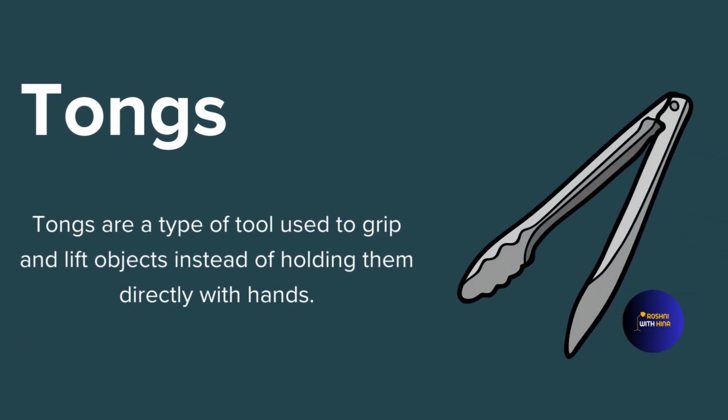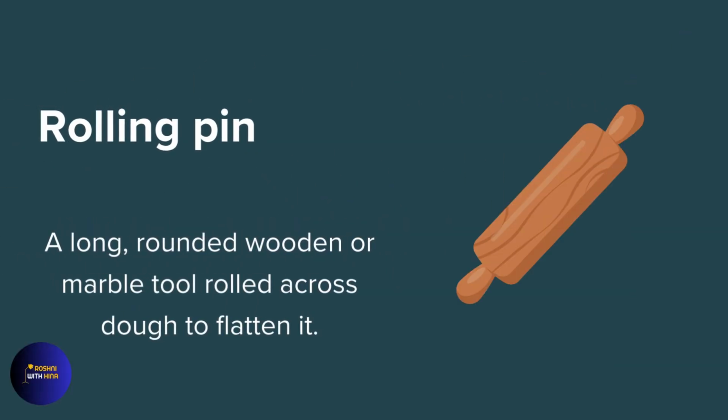Tongs. Tongs are a type of tool used to grip and lift objects instead of holding them directly with hands. Rolling pin. A long rounded wooden or marble tool rolled across dough to flatten it.